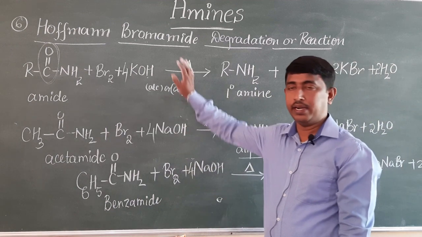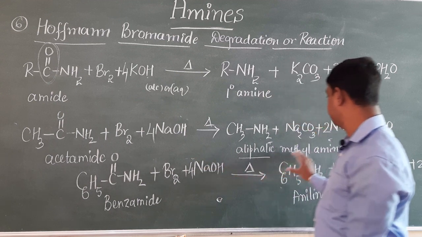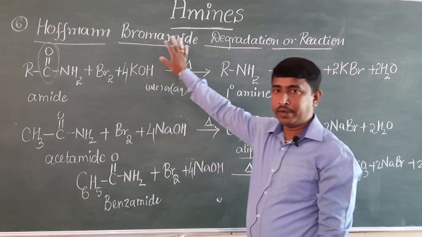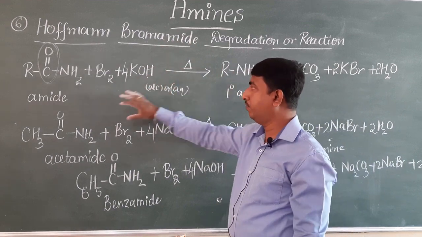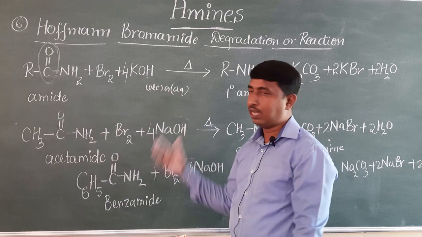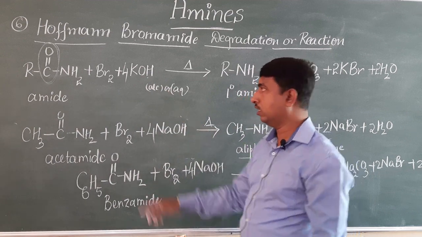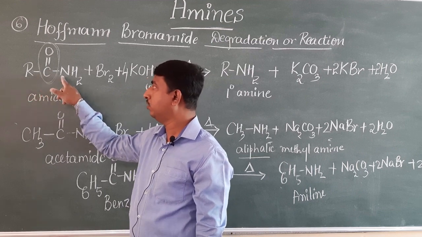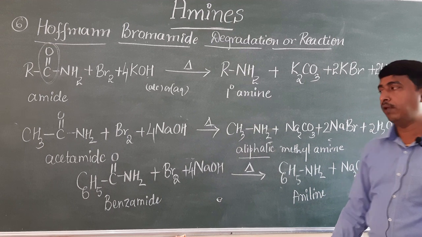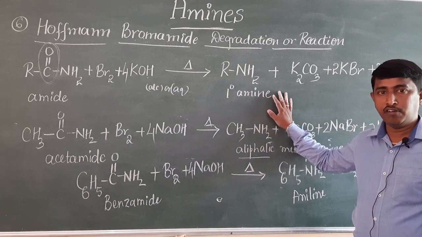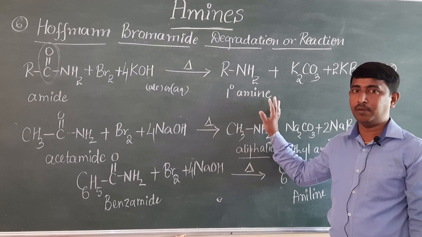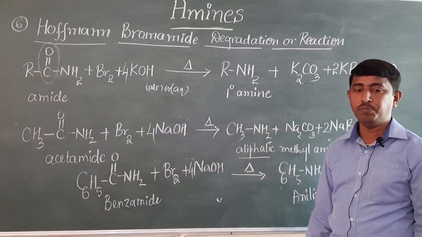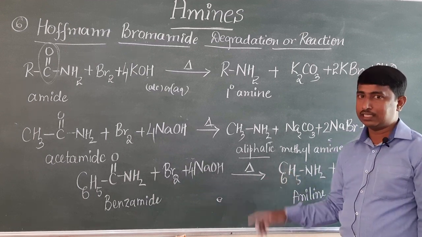So Hoffman bromide reaction can be used to prepare both aliphatic primary amine as well as aromatic primary amine. In Hoffman bromide degradation, amide is heated with bromine and potassium hydroxide, either alcoholic or aqueous. Migration of alkyl group takes place from carbonyl carbon to nitrogen, forming a primary amine. Very important: study both Hoffman bromide degradation and Gabriel phthalimide reaction properly. We will continue in the next class. Thank you.